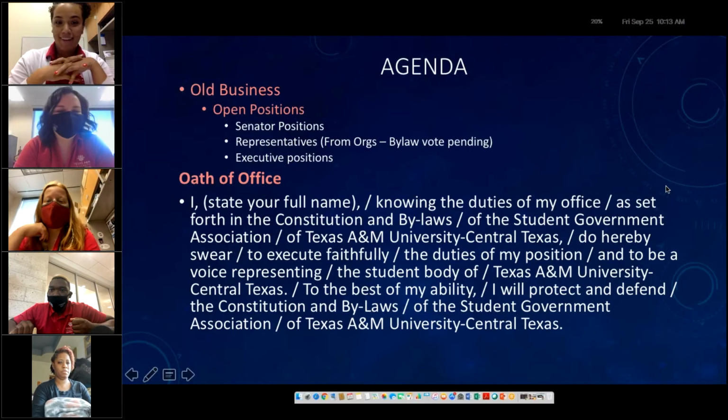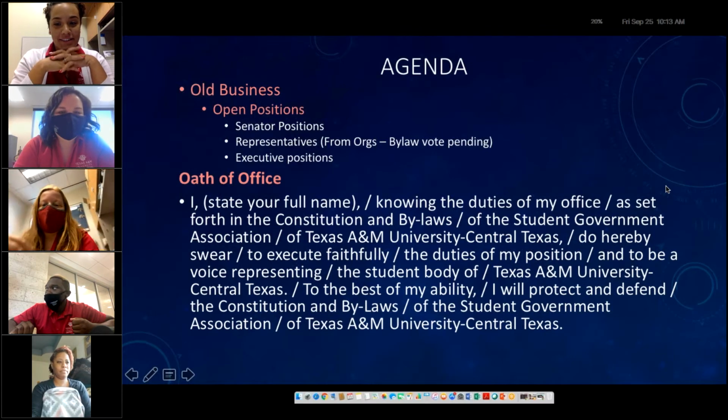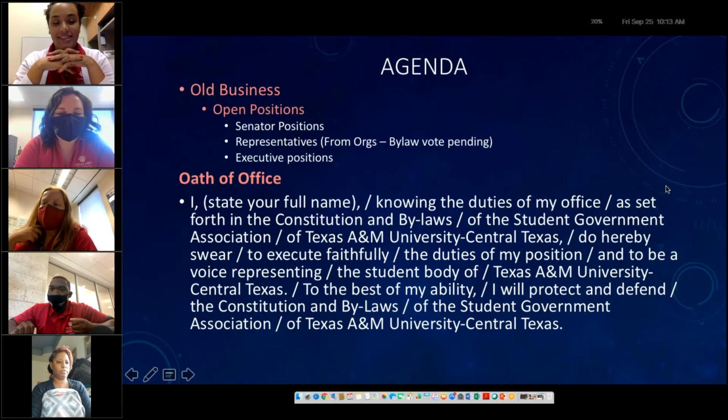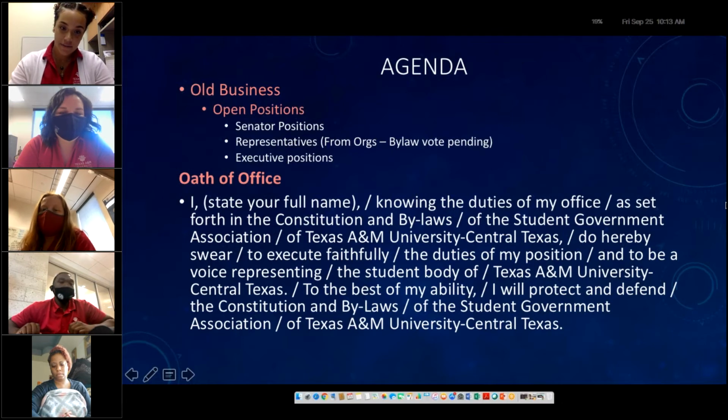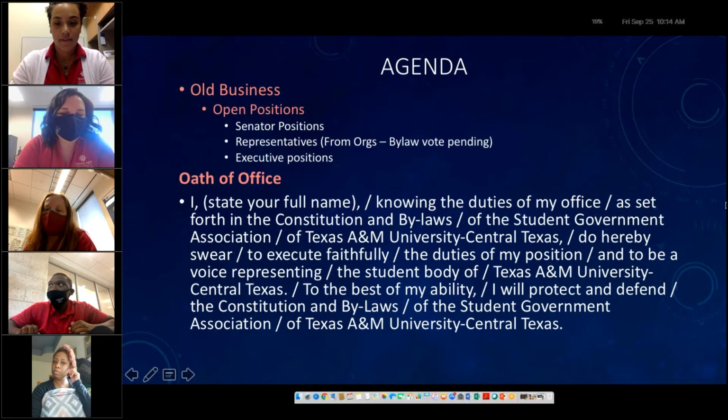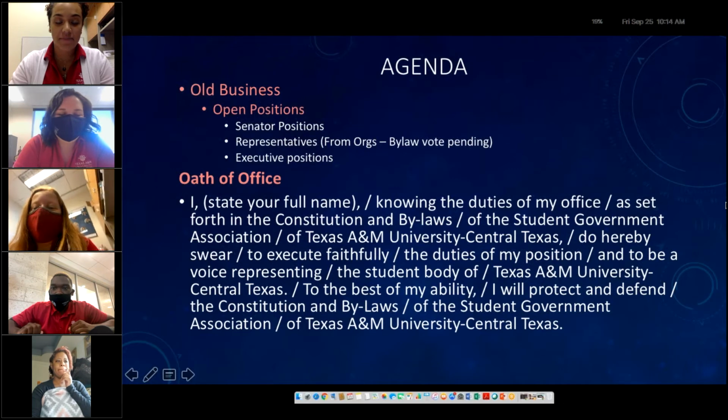I, Kirsten Martinez, Savannah Chester, Brenda No-Lee, knowing the duties of my office, as set forth in the Constitution and bylaws of the Student Government Association of Texas A&M University, Central Texas, do hereby swear to execute faithfully the duties of my position, and to be a voice representing the student body of Texas A&M University, Central Texas, to the best of my ability.